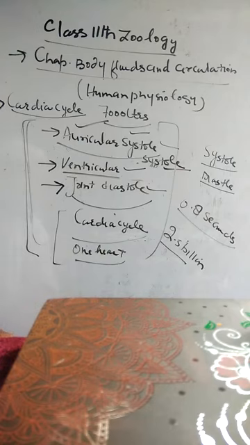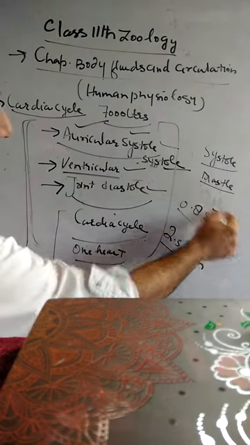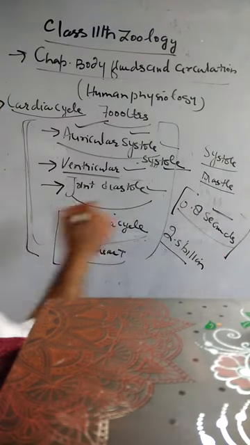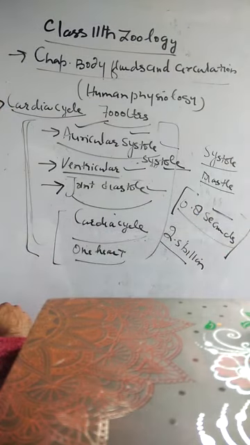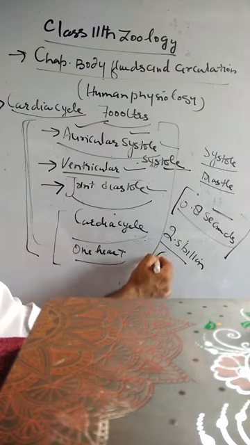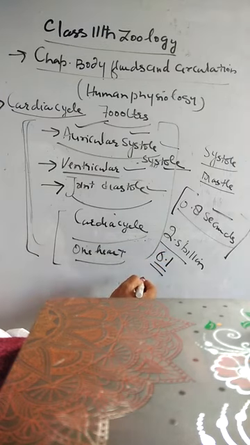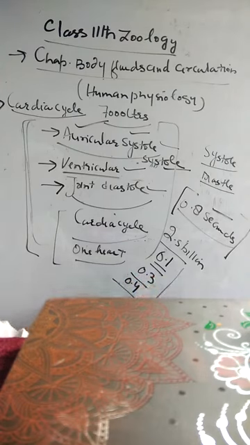One complete heartbeat, the cardiac cycle, lasts for about 0.8 seconds. It takes 0.8 seconds for one cardiac cycle. In this, there are three components. The auricular systole takes 0.1 seconds, the ventricular systole takes 0.3 seconds, and the joint diastole takes 0.4 seconds. The summation of all these is 0.8 seconds, which comprises one heartbeat.